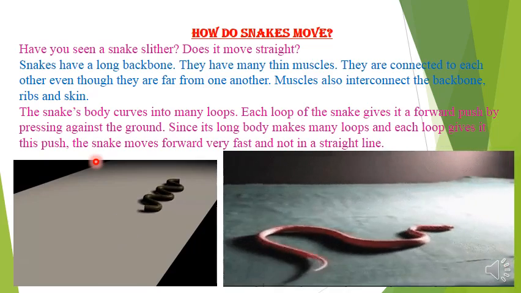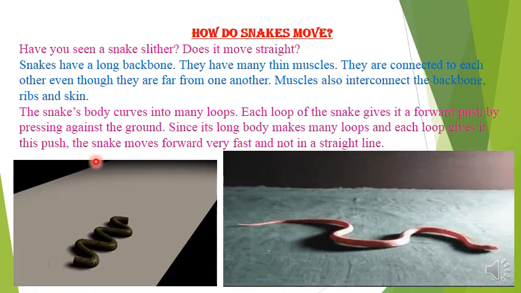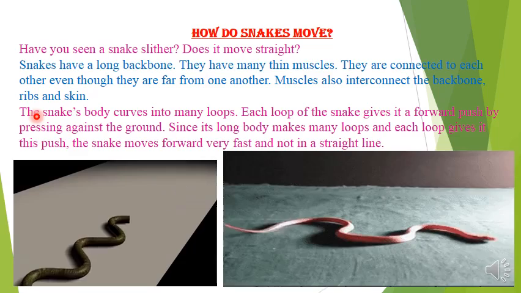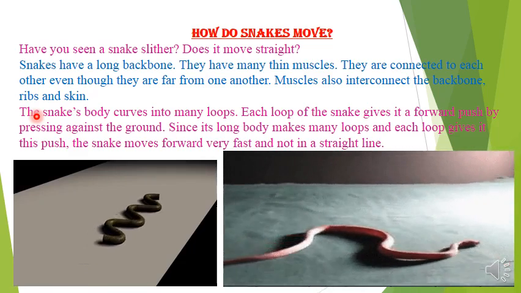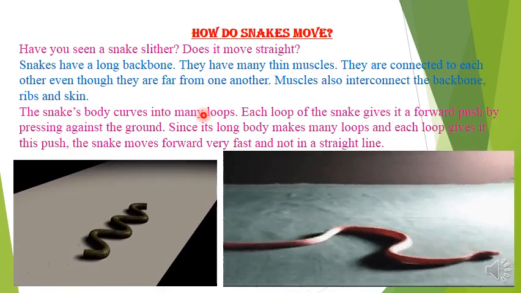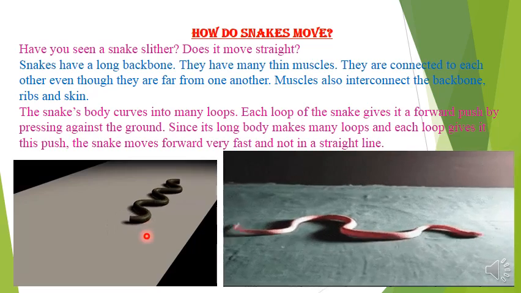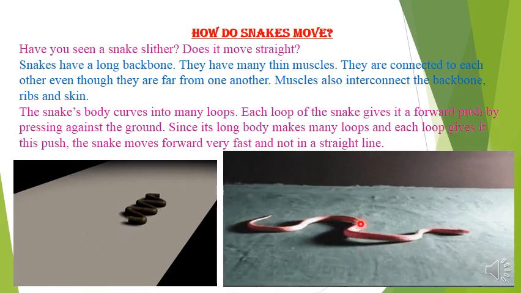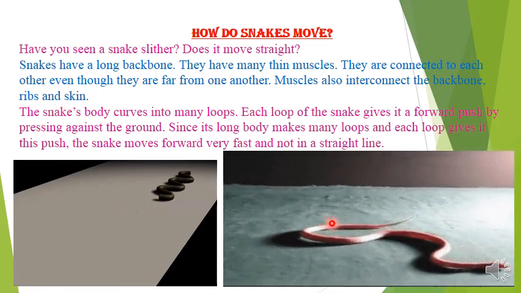They have a backbone, rib and skin. All these are interconnected with the muscles. The snake's body curves into many loops. You can see so many loops that it creates while moving.